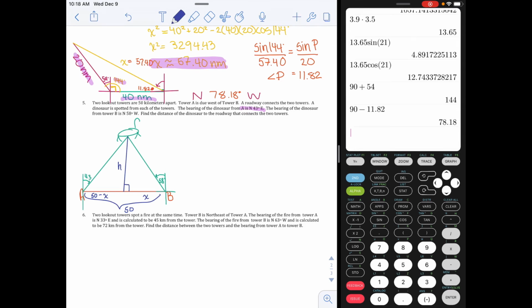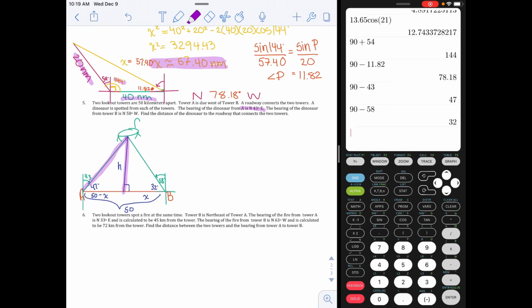But what else will help us out? I'm betting that we need to know some degrees on these triangles. So this guy right here, I bet we can find. I can go 90 minus 43, and I get 47 degrees. So 47 goes in here. And then if I go 90 minus the other bearing, 58, I get 32 degrees in here. Now we have two triangles.